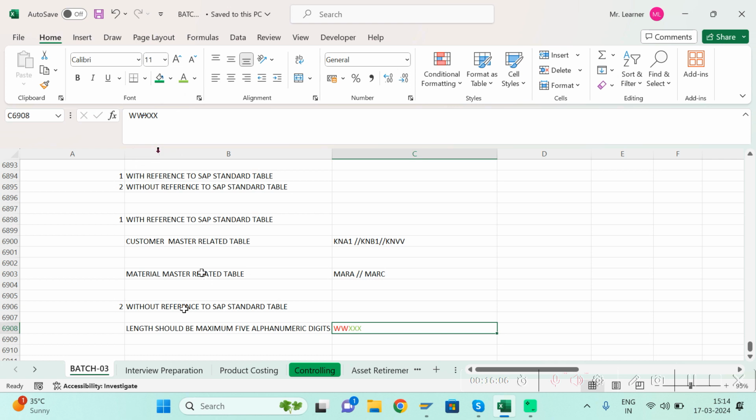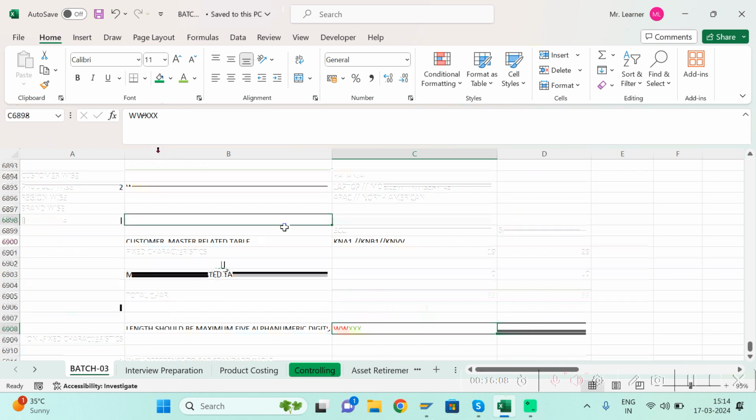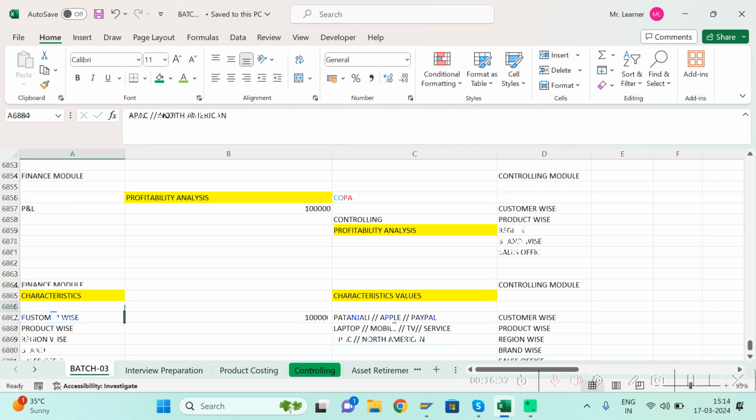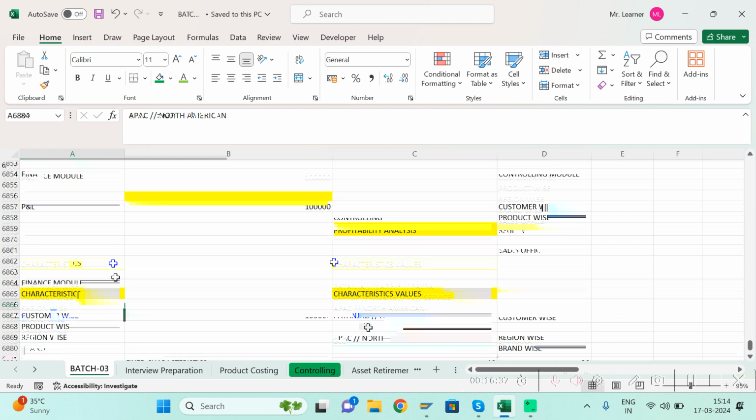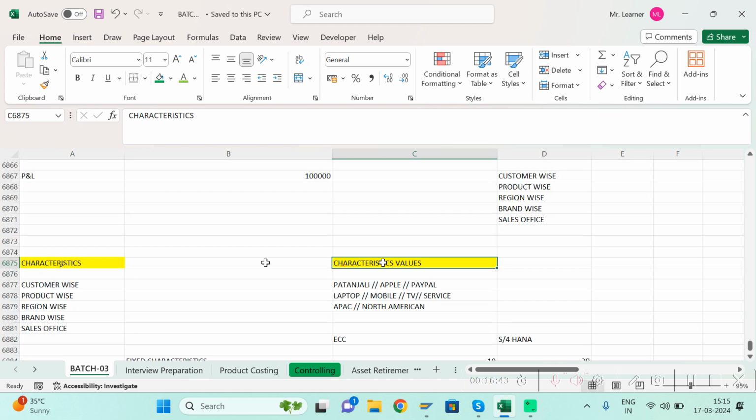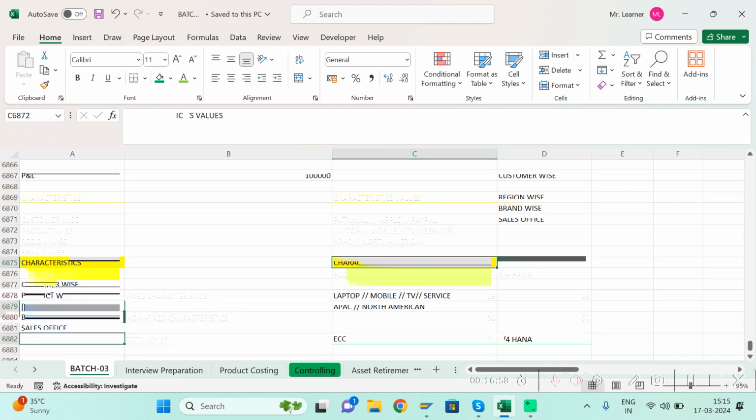So these are some of the information you need to know about characteristics. Let me repeat it. We started from CO-PA, and we understood why we need CO-PA. We understood characteristics and characteristics values. What characteristics they need totally depends on the business, at what level and by what dimension the business wants to analyze the profit. Those characteristics you can use. Now characteristics are divided into fixed characteristics and non-fixed characteristics.